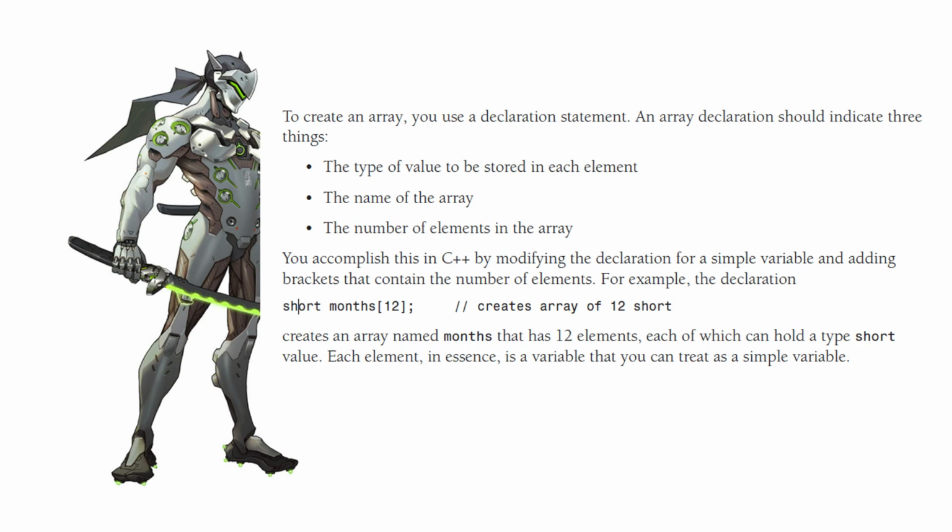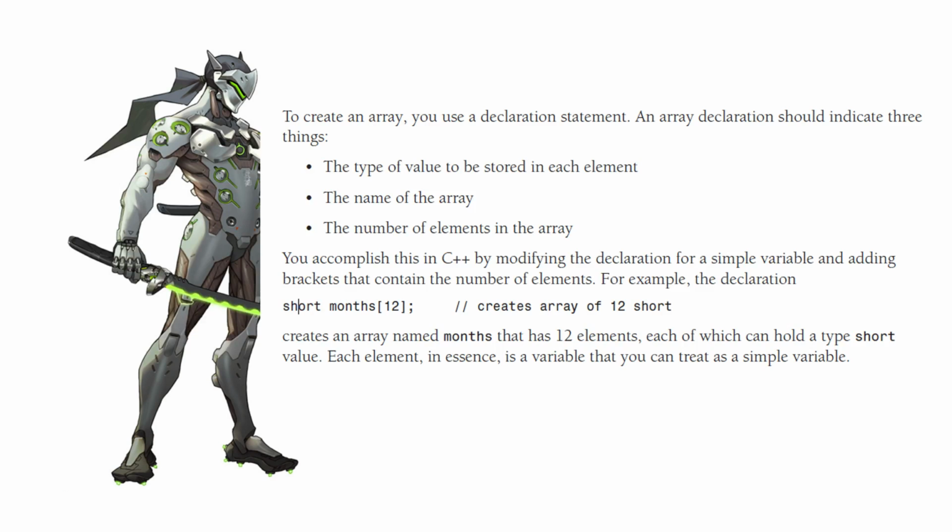So arrays are actually very similar to regular variables. The concept of an array is just, instead of storing one value, it stores multiple values. So the declaration for an array is very similar to a regular variable. You have the type of variable, you have the name, and the only difference really is you have to specify the number of elements you want to store in it. Think about inventory slots. You have to know how many inventory slots you want to have ahead of time.